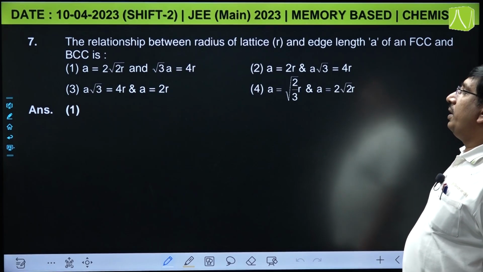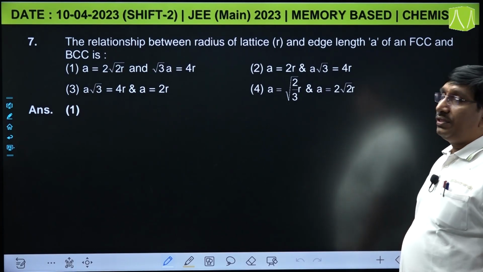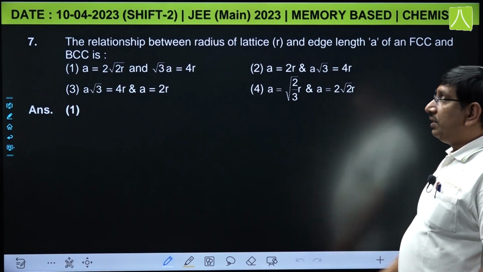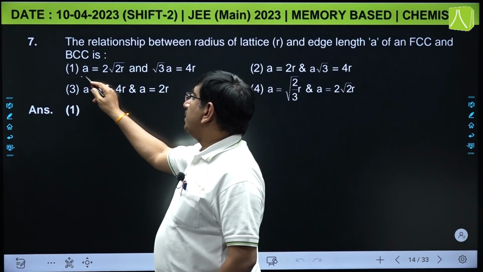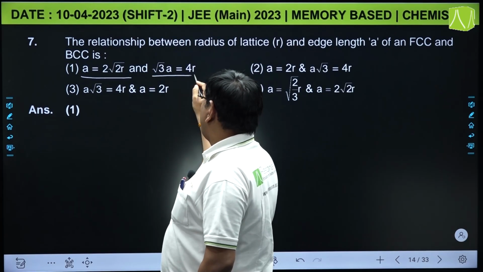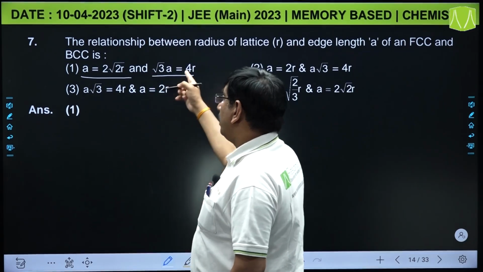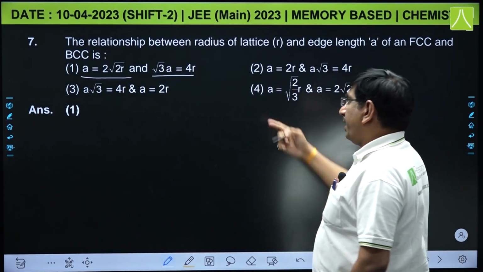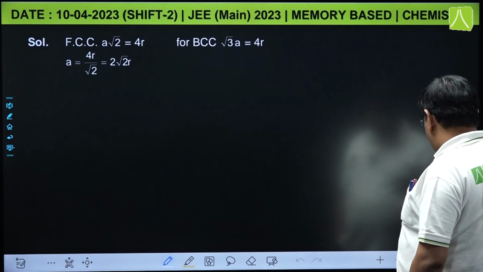Next, the relation between the radius r of the lattice and the edge length a of an FCC and BCC. The edge length for FCC is a = 2 root 2 r, and for BCC it is root 3 a = 4r. So, this is the direct formula, the relation between edge length and radius.